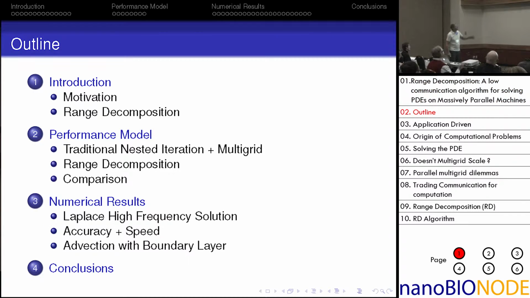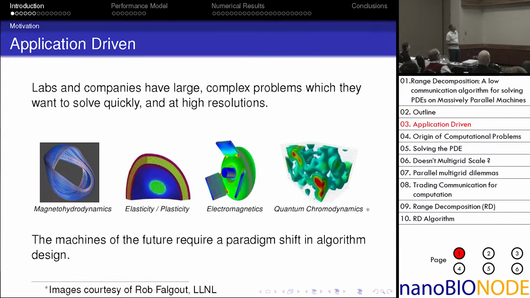Okay, so range decomposition. I'll tell you what that is. So here's the outline. We always got to put an outline there. Well, let's just move on and get to it.